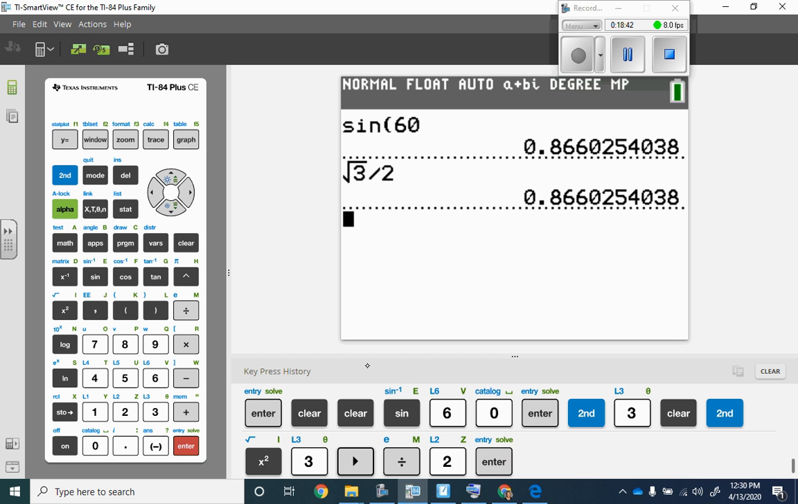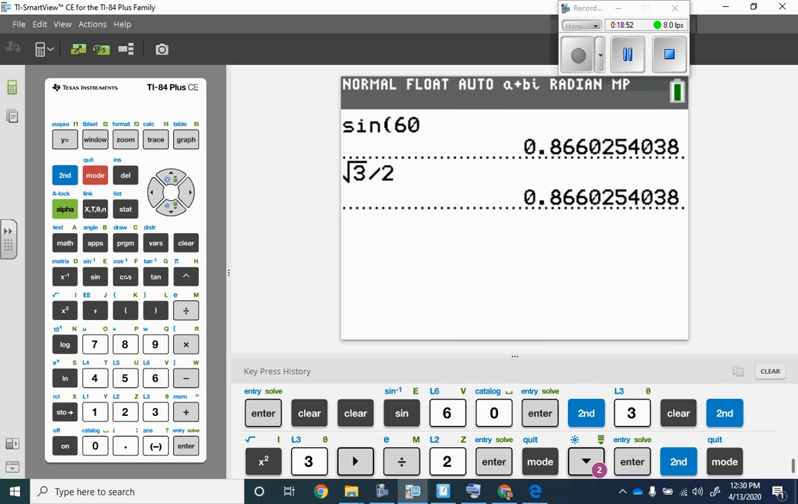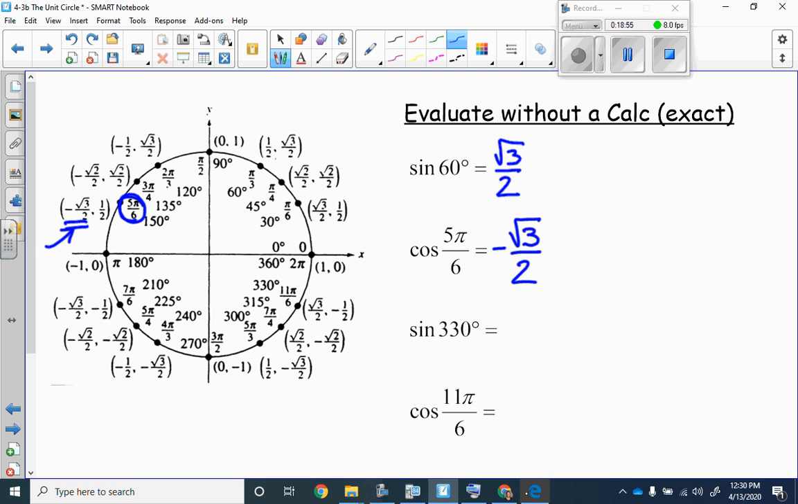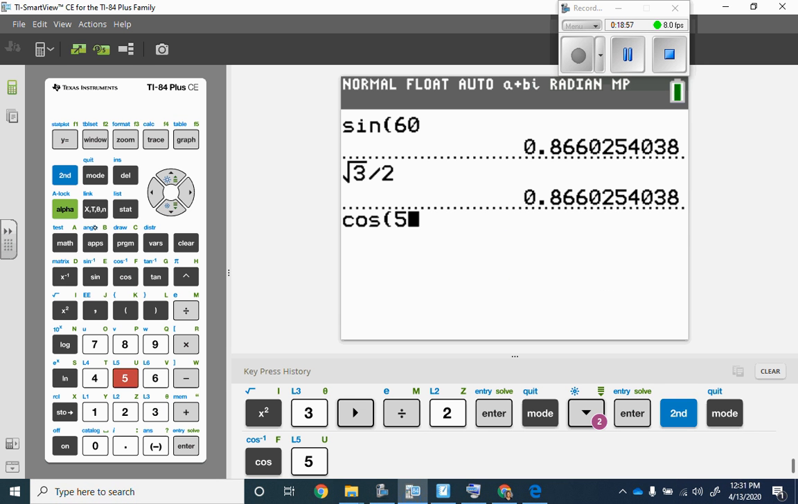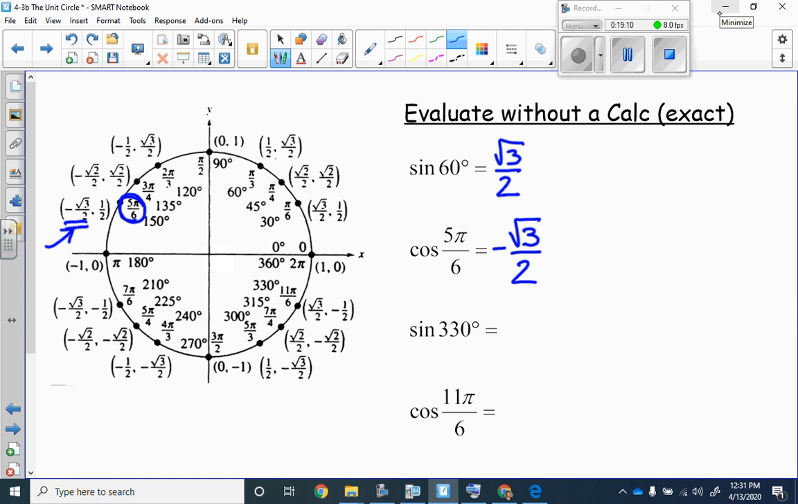Now the next one, you're taking the cosine of a radian. So if you were doing that, you'd want to change your mode, and we'd need to be in radian mode. Here we're taking the cosine of 5 pi over 6, so I would do 5 pi divided by 6, and then I get negative 0.866. So that's negative square root of 3 over 2. What's nice about this is that your calculator knows that 5 pi over 6 is in that second quadrant, so it knows to make that x value negative.